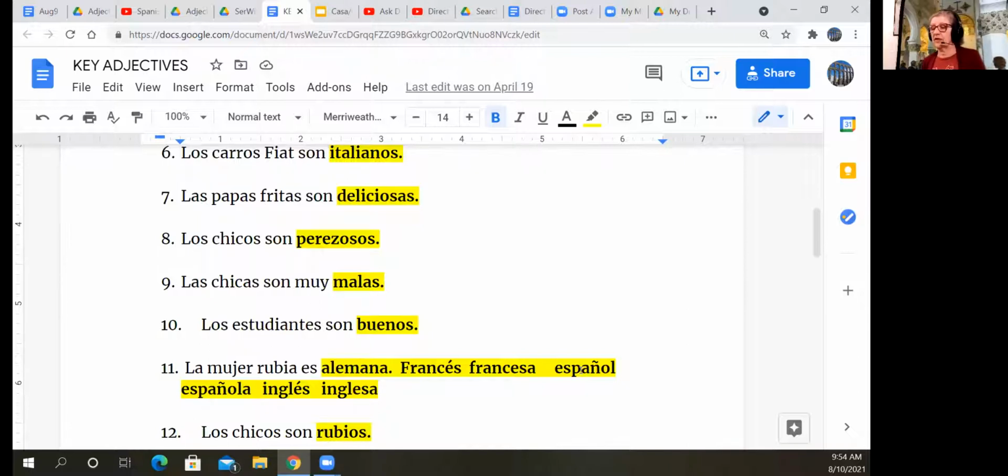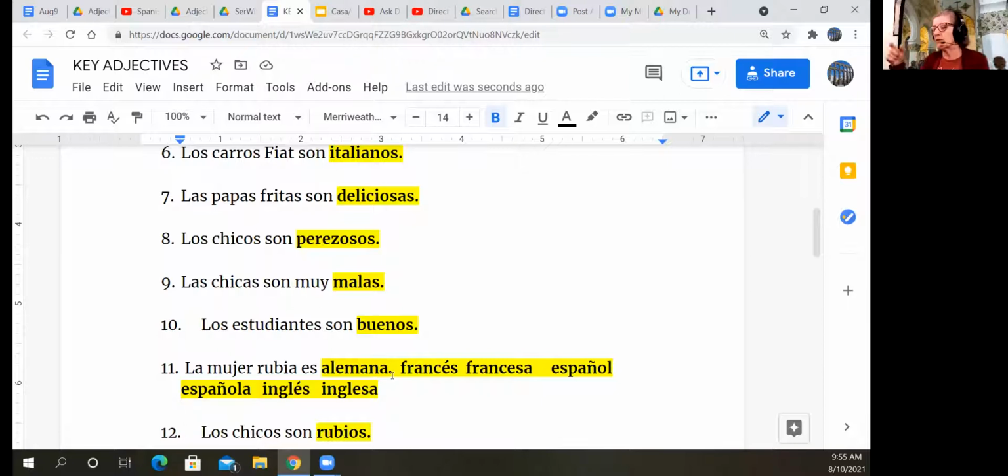Ten. Los estudiantes son buenos. And here I went into a bunch of forms, so kind of ignore all of those here. La mujer rubia es alemana. This is the one that I asked you to skip over. It's one of those nationality words. Nationality words, even if they don't end in O, they just do something different than the other ones. Nationality words will go into a feminine form, even though they don't end in O.